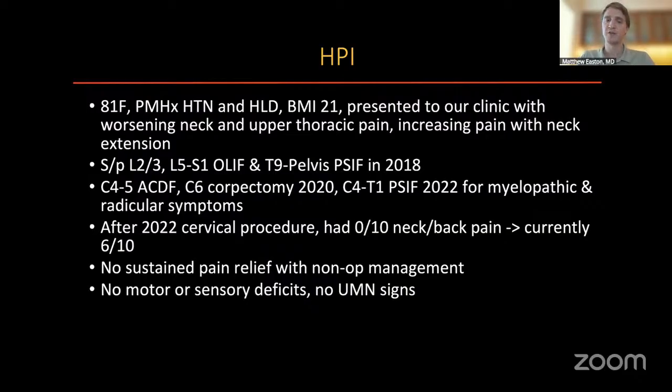Two years later, she had recurrence of her radicular symptoms, so we did a C2 to T1 posterior cervical fusion in 2022. After that procedure, she had good relief of her arm symptoms and actually had significant relief of her back and neck pain. But then over the subsequent 2 to 3 years, she developed worsening neck pain.